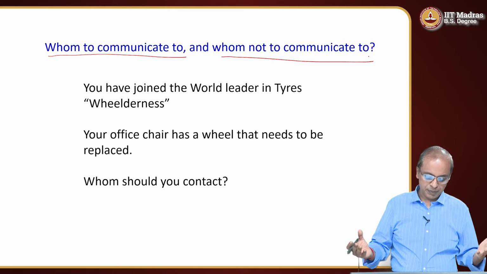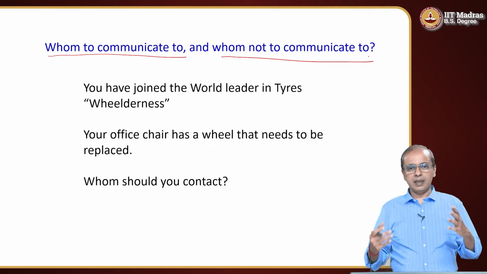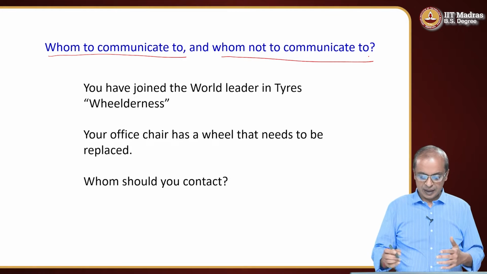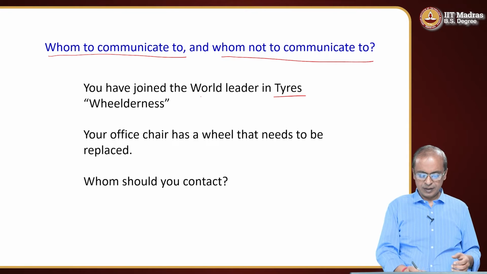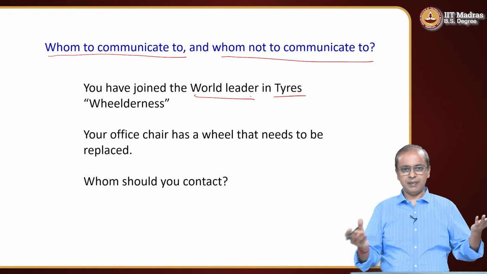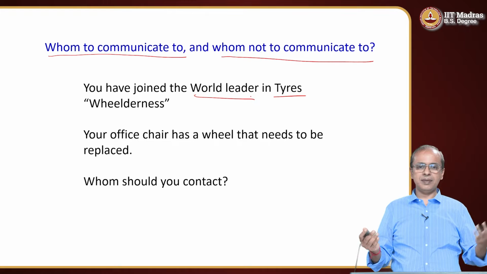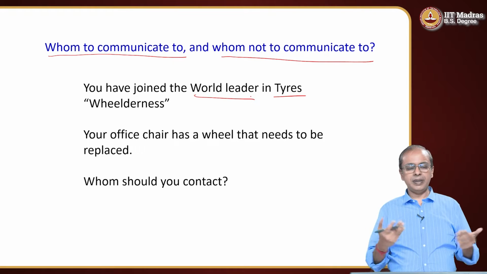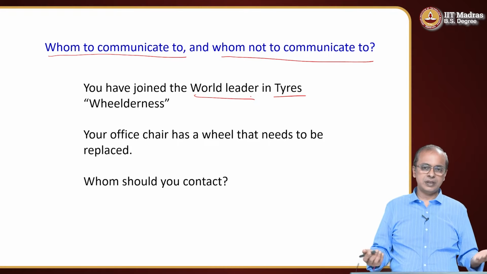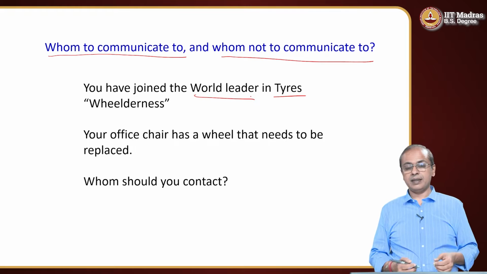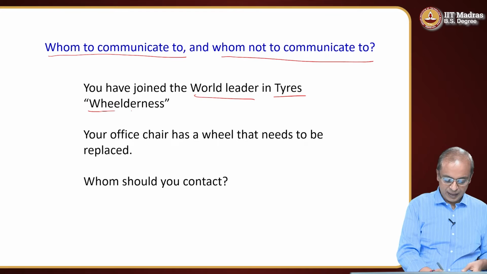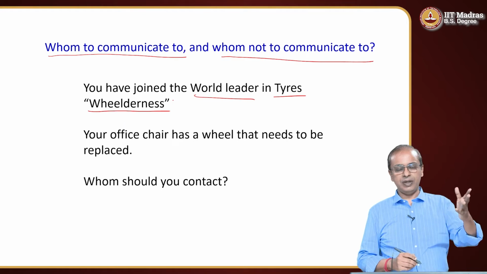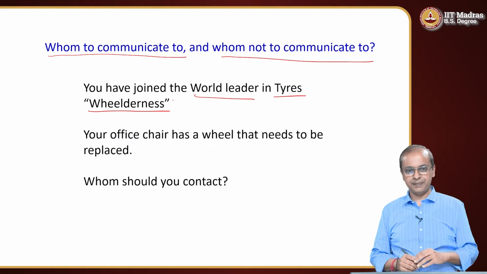But just to give you an example, let us say you have joined a company which makes tires. Let us say it is the world leader in tires. Easily you can join that in so many places now. Everything is a multinational company. You could easily be working in a company somewhere in your city, which could be a world leader in making tires. So you go join this company. I have just named it Wilderness. So you are now an employee of Wilderness.